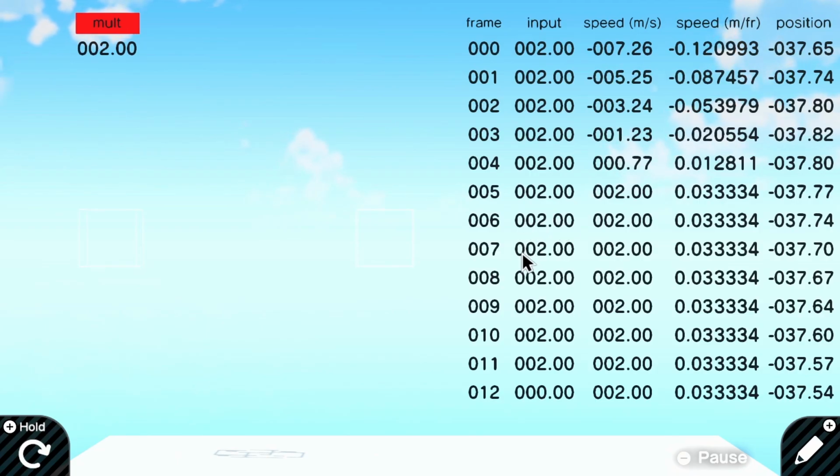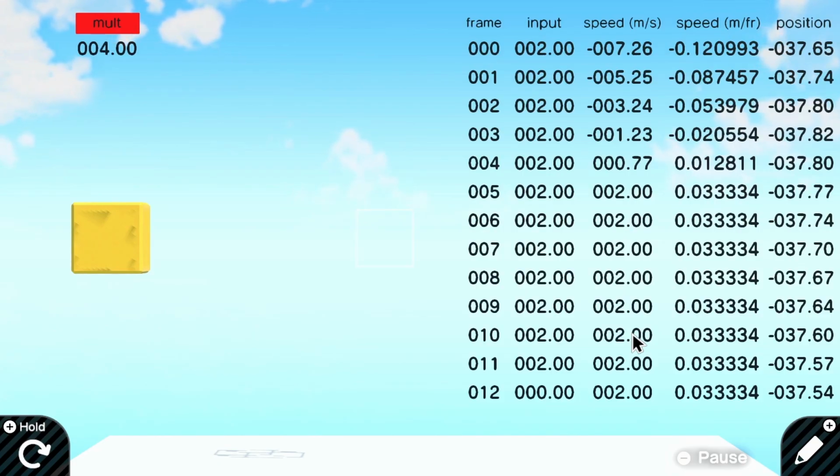Or if anything, it's going to see that it's going to slow down by that small amount in the next frame. So it just accelerates by that much, so it doesn't go over.